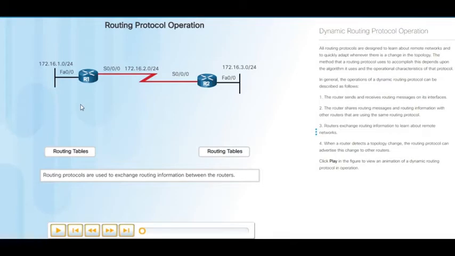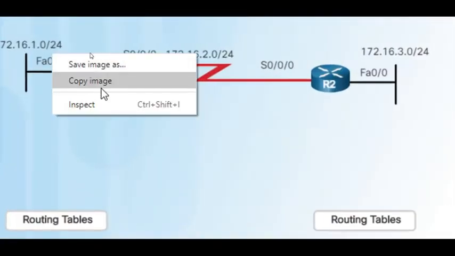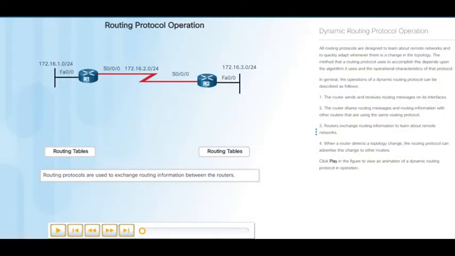Let me just show my pen. So we have two networks directly connected to the R1 router: the 16.10 network and the 16.20 network. So these are directly connected networks. From R1, we only have one remote network, that is the 16.30 network. So we're going to need routing information or a routing update from R2 so that R1 can learn and reach that particular network.